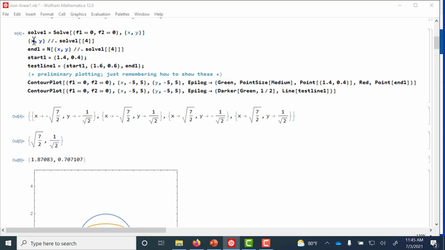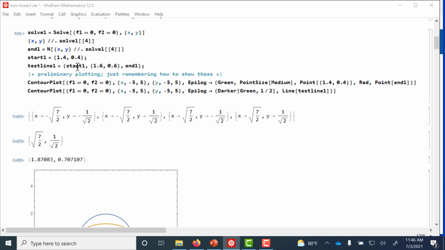So that's why I take XY and I do the /. solve for. So that's taking the XY and it's substituting that last solve, and it's giving me that pair, square root of 7 halves and square root of 1 half. And then I've defined my quote-unquote N variable, N1, as N. The N function takes and changes it to a numerical answer. So I just wanted to kind of grab that, and that's what I put in my PowerPoint that I just showed you. So N means change that to a number, quite frankly.